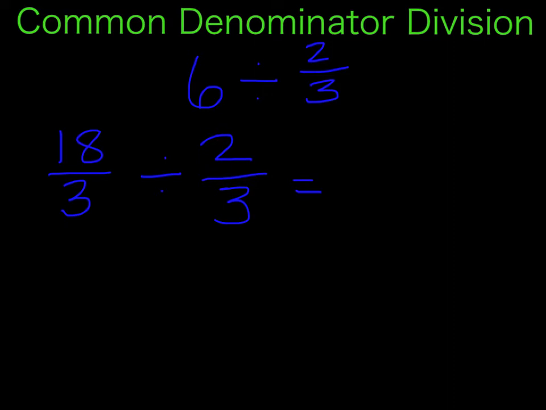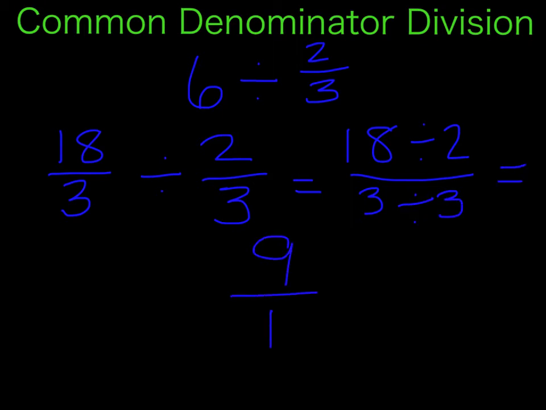The next thing we're going to do is actually divide the numerators and the denominators. So that looks like this. 18 divided by 2 over 3 divided by 3. 18 divided by 2 is 9, and 3 divided by 3 is 1, so we come out with 9 over 1. 9 over 1 is the same thing as 9, so 6 divided by 2/3 is 9. This means that there are 9 sets of 2/3 in the number 6.